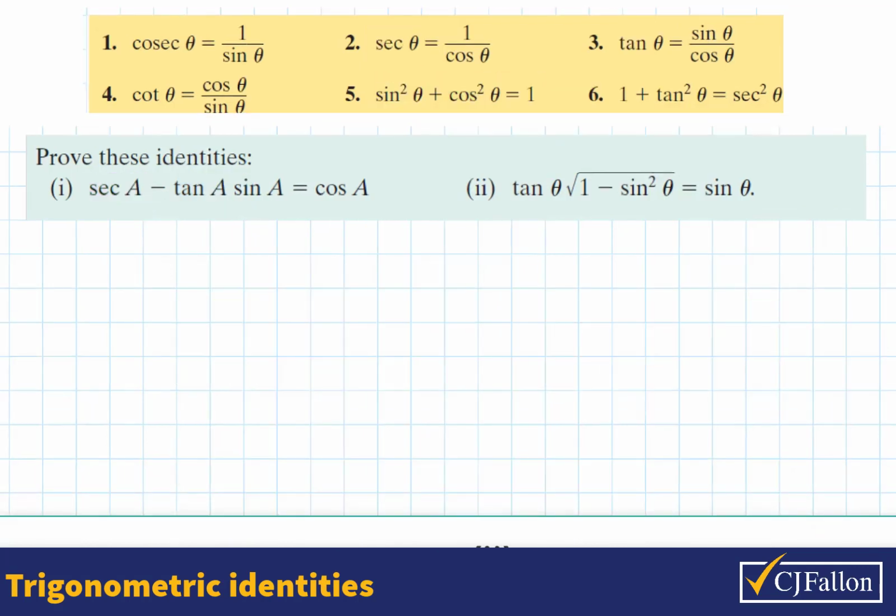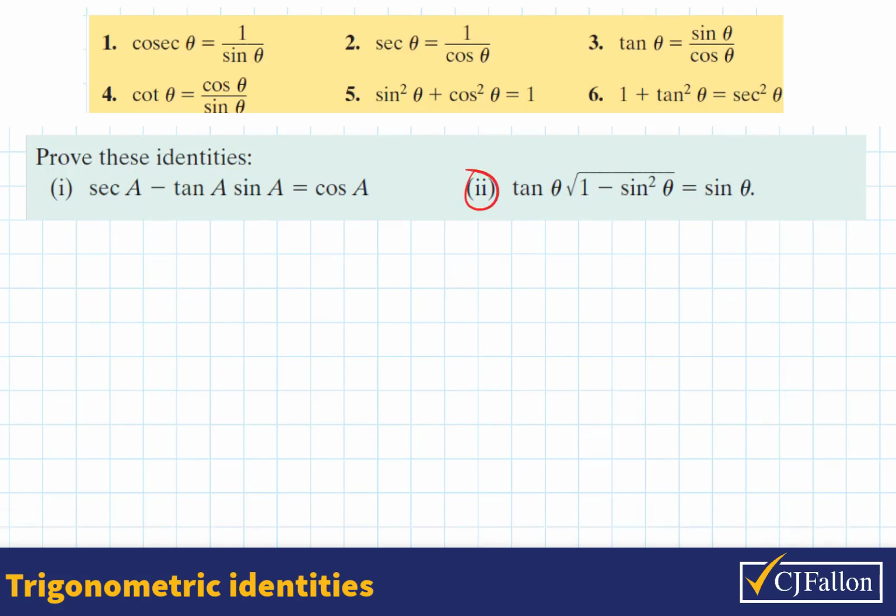This is the second example, part 2. We have tan theta being multiplied by the square root of 1 minus sine squared theta, to prove that that is sine theta. But we see that tan theta can be written in terms of sine and cos. And again, we notice that 1 minus sine squared theta is related to the fact that sine squared theta plus cos squared theta is equal to 1.